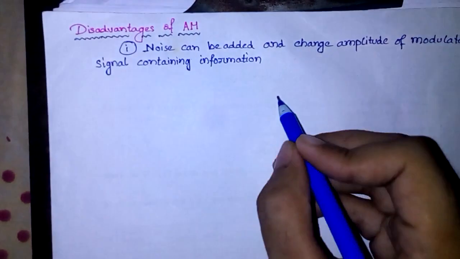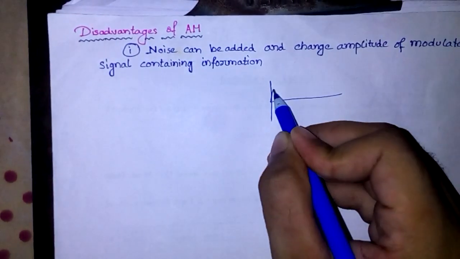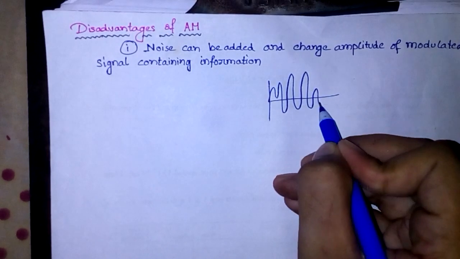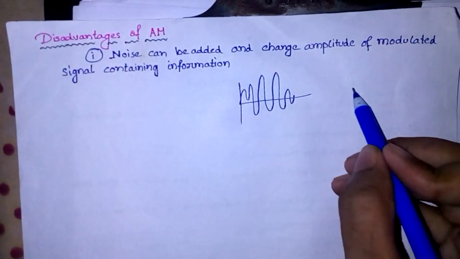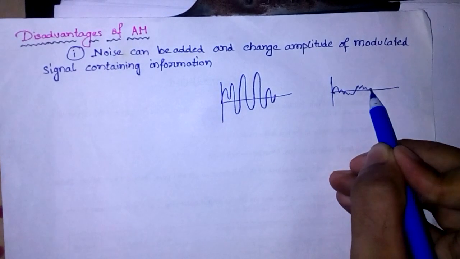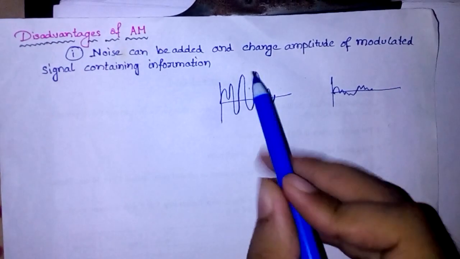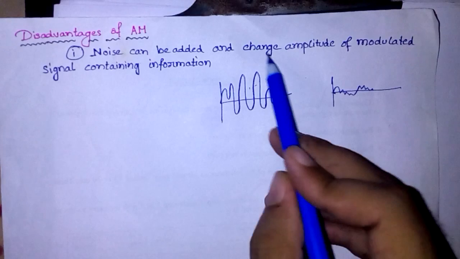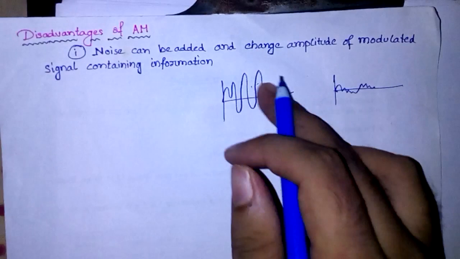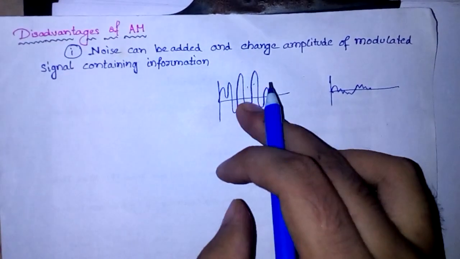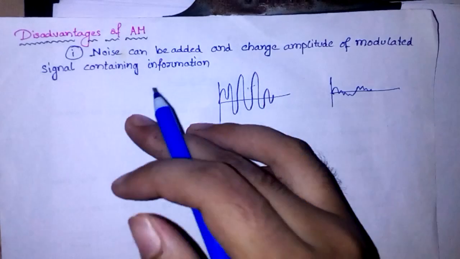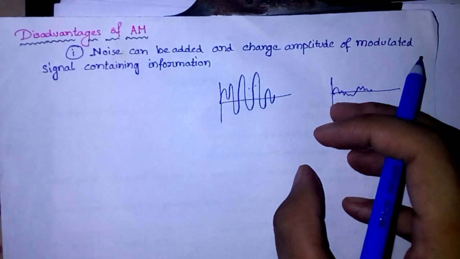Now, in amplitude modulation, if this was our modulated wave, and there is noise like this kind of signal, then it can be added to this signal and affect the amplitude of this wave, and it can cause distortion. As the varying amplitude contains the actual information, the change of amplitude may lead to the loss of information.